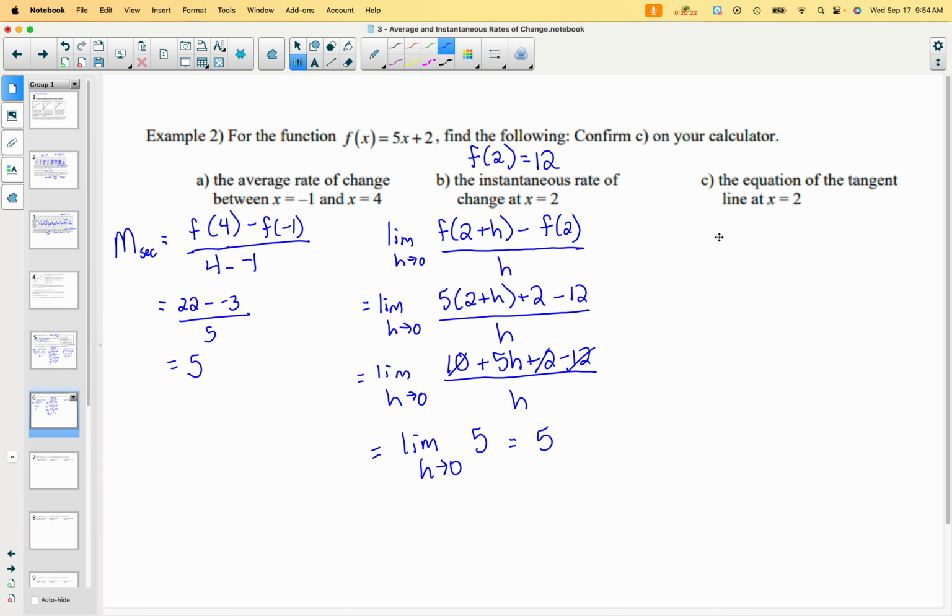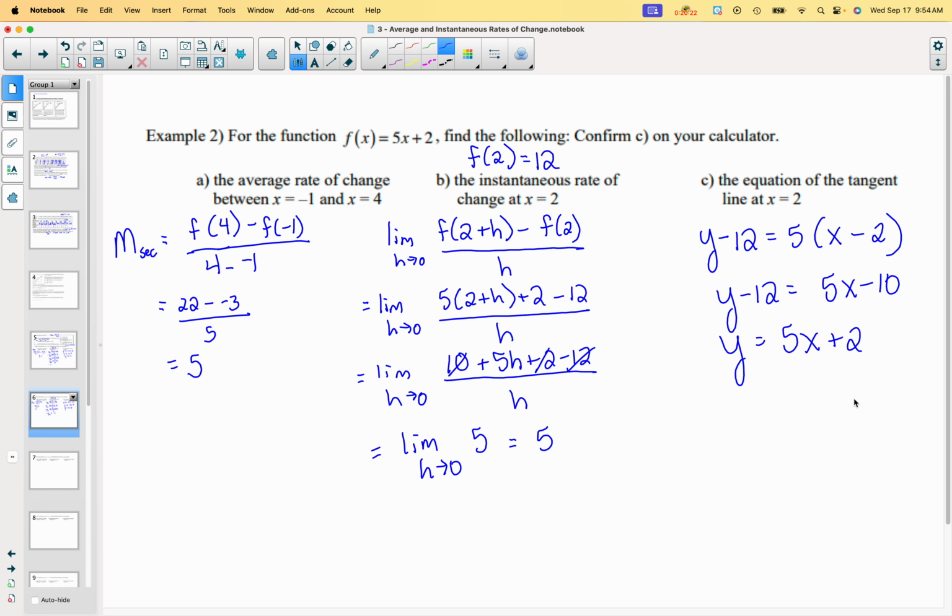The equation of the tangent line, y minus 12 equals, my slope is 5, x minus 2. So remember, that's just our point slope form of the line. So if I change this to slope intercept form, I'm going to get 5x, adding 12, I get plus 2. Now, this is the equation of my tangent line. But look at what f of x was.